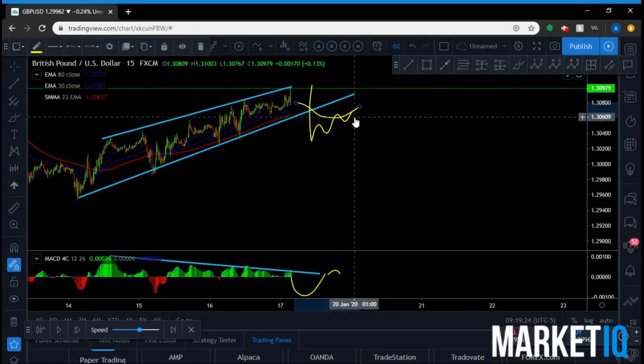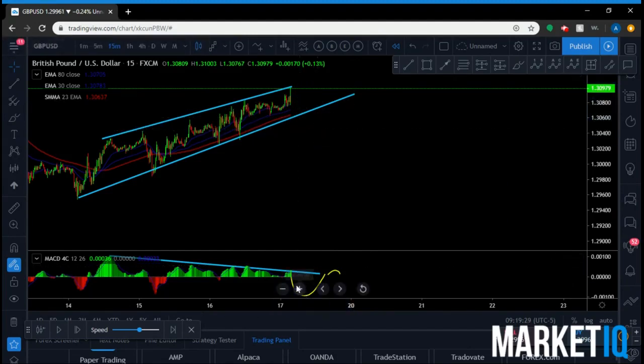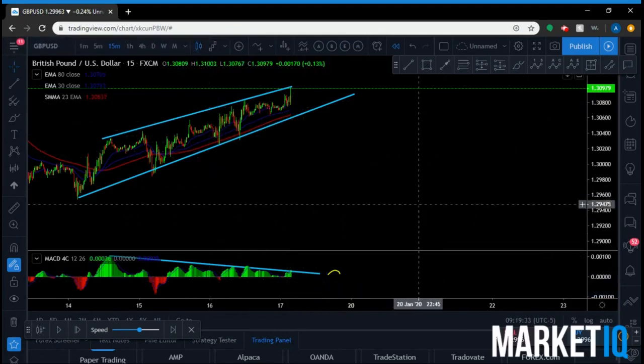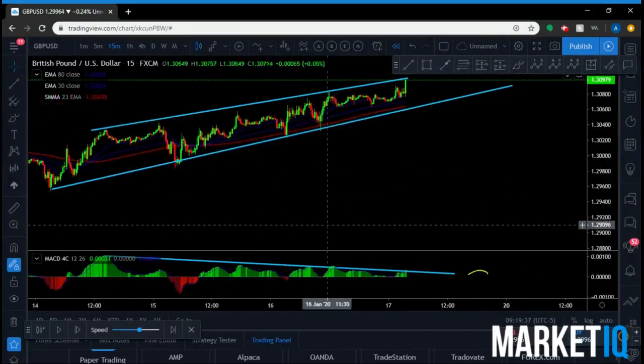Because you always run the risk of, price, you don't want to trade against the trend ever. So, yes, this is an uptrend. It's a weak uptrend, but it's still an uptrend. And you don't know when it's going to reverse. You have to wait for price action.